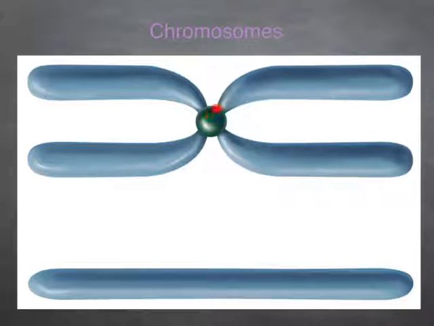In the center, we have the centromere. It links the sister chromatids together. And on either side of the centromere, we have the two sister chromatids, which are genetically identical.